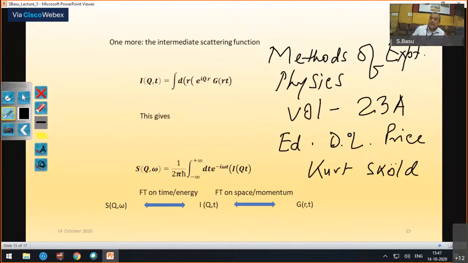Here, I have gone one step ahead, and this was shown by Leon Van Hove in a seminal paper in 1952, that if you talk about a G of r,t in real space, the double Fourier transform of G of r,t gives us the scattering law for a system.